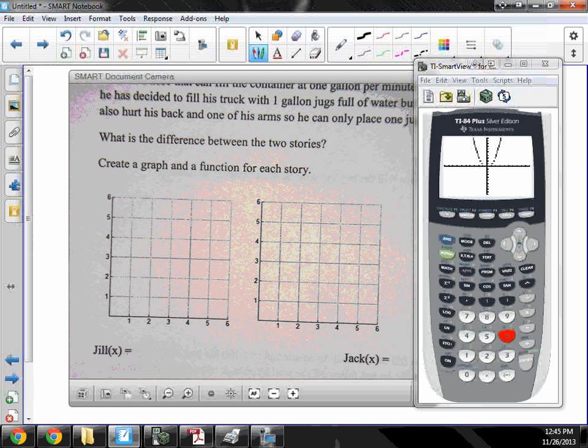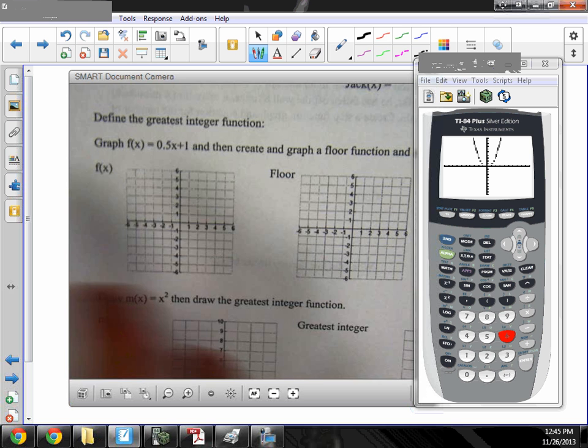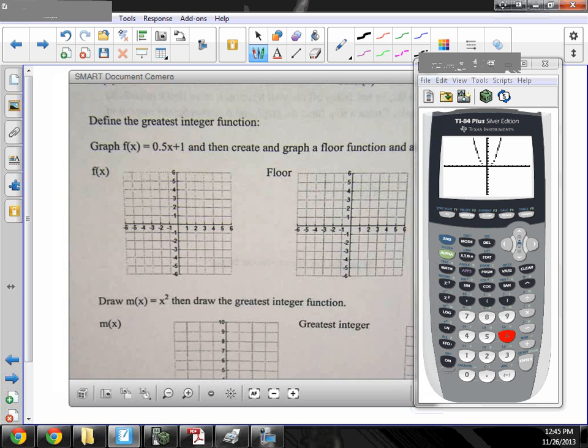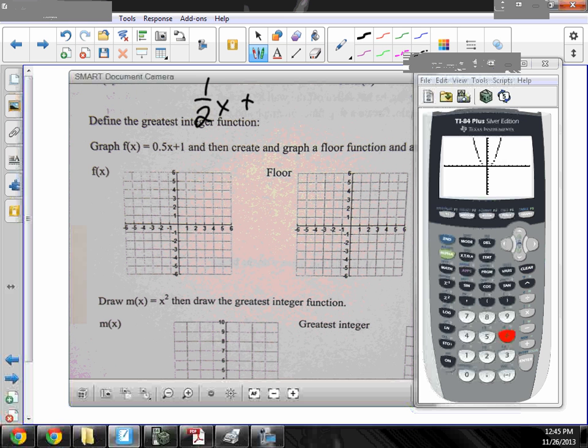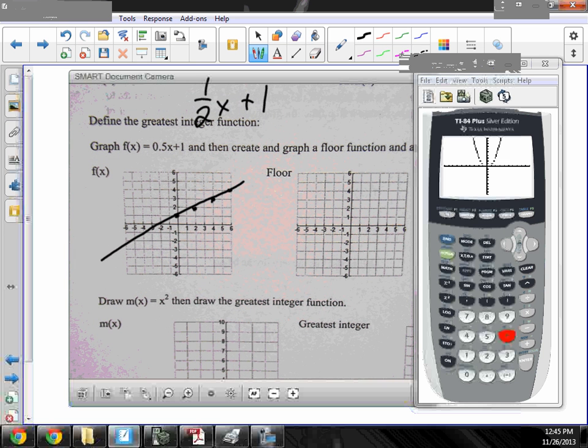So here we have 0.5x plus 1. So 1/2 x plus 1. So that touches the y-axis at 1, up 1 over 2, up 1 over 2, up 1 over 2. That's the graph of f of x.